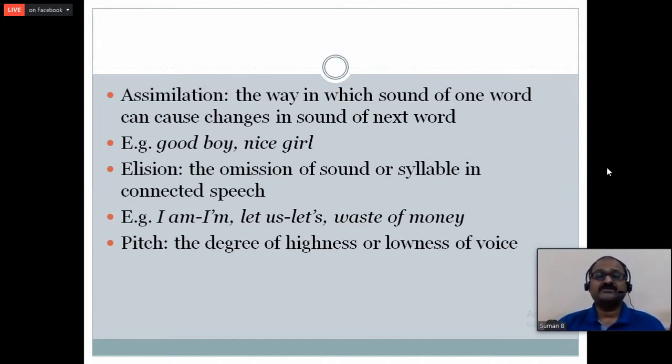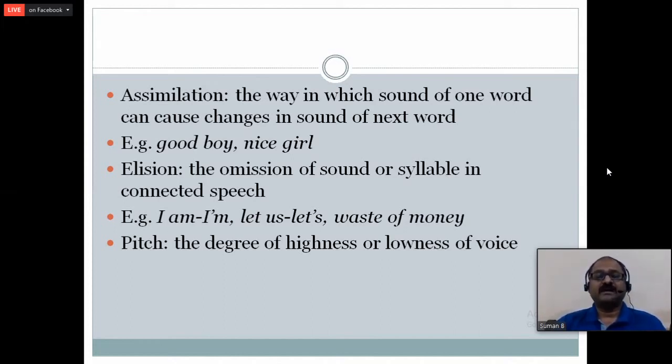That is why when we watch English movies, most of the time, most of the utterances appear new to us. We can't follow them naturally. That's because of a lot of assimilations and structures. Next is elision: the omission of a sound or a syllable in connected speech. This is very common in spoken English.